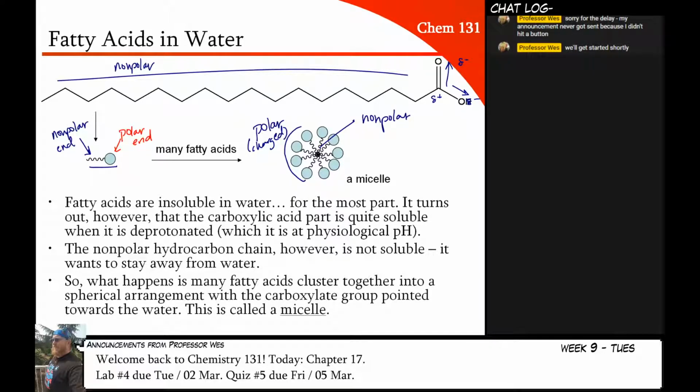What these micelles do... Is it micelle or micelle? I'm going to say micelle because that's just how I remember saying it.